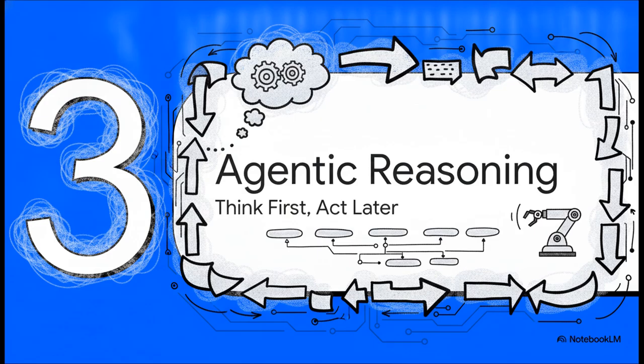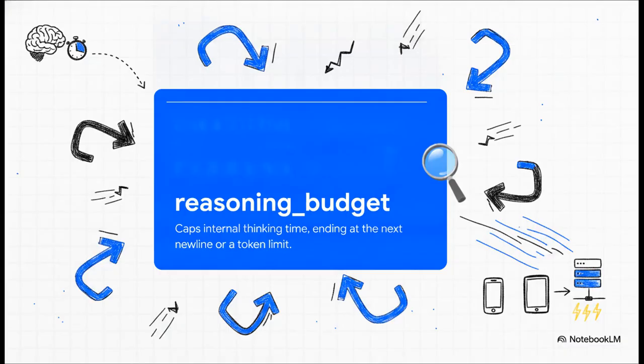Which brings us perfectly to our third section, mastering agentic reasoning. Think first, act later. Now, this is the core superpower you need to know about. When Nemotron gets a prompt, it can actually generate an internal reasoning trace, like a literal thought process, before it spits out the final answer.